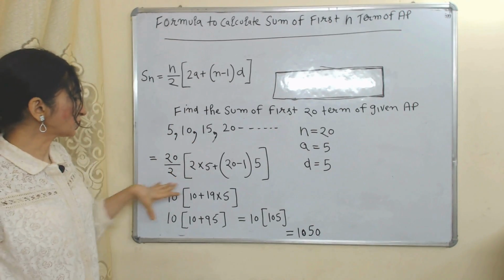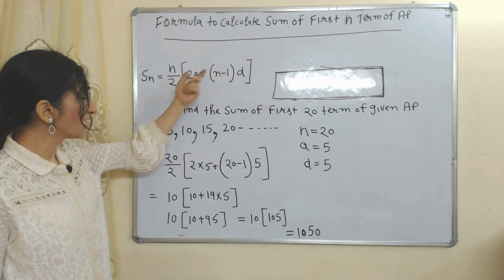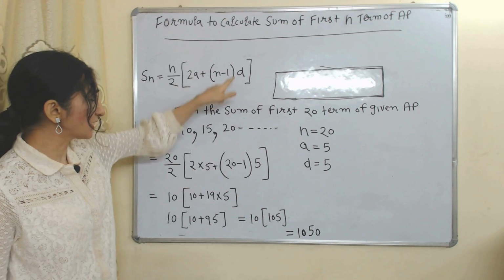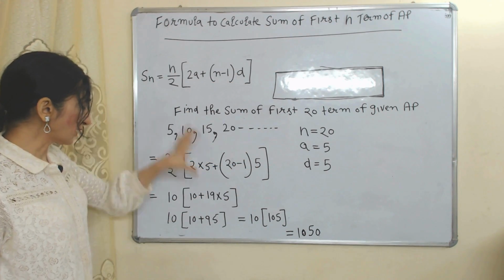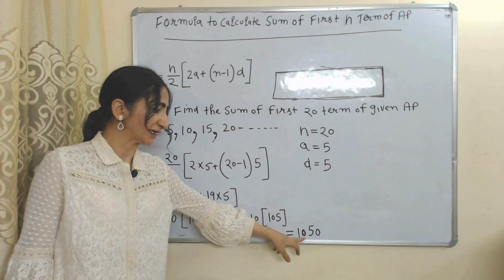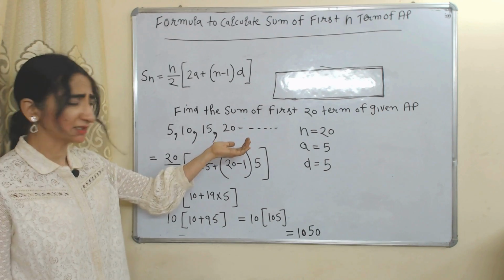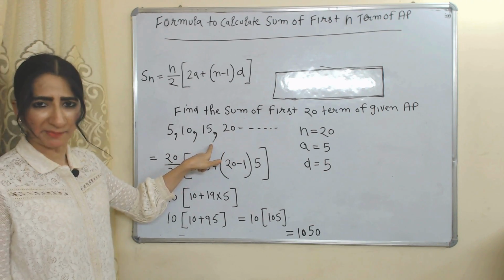So now we have put in all these values. n is equal to 20, a equal to 5. Again we put n is equal to 20, d equal to 5. And when we solve this, it will become equal to 1050. 1050 is the sum of the first 20 terms of this given AP.